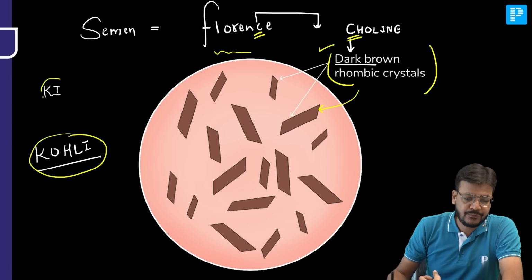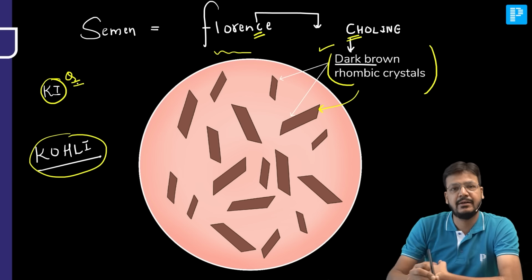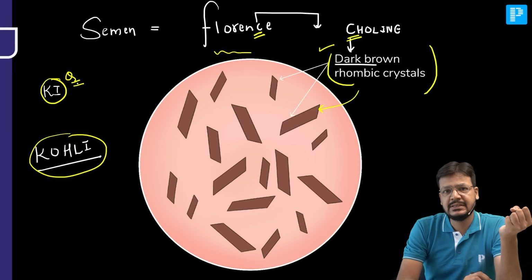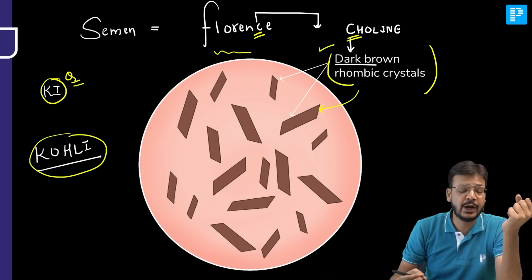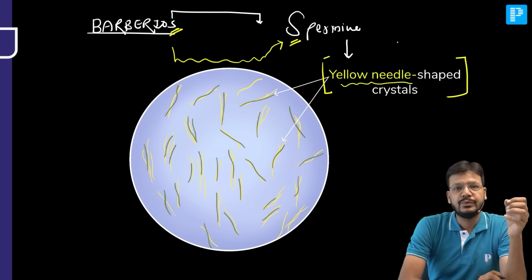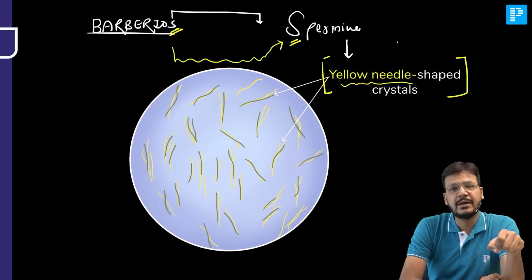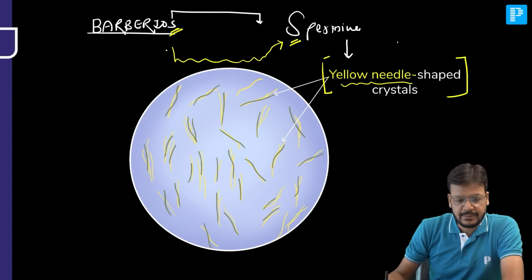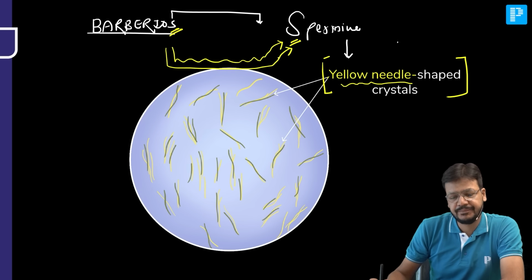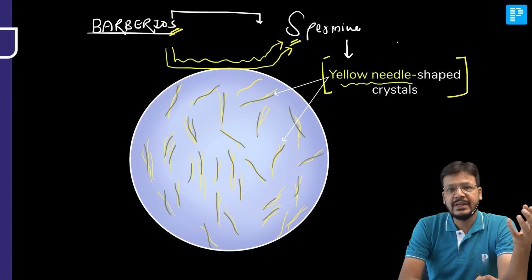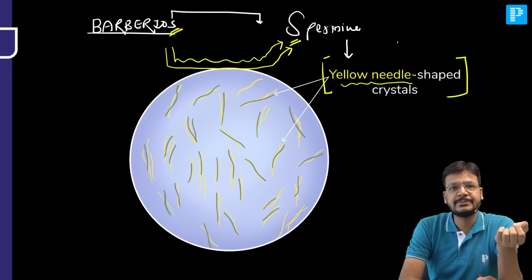So here in Florence, we use potassium iodide. The reagent used in Florence is potassium iodide. So it's choline iodide crystals, which are brown rhombic crystals. So now the next very important test is Barberio's test. You can see Barberio's, S for spermine crystal. It is spermine crystal. Florence detects choline crystal, Barberio's detects spermine crystal.